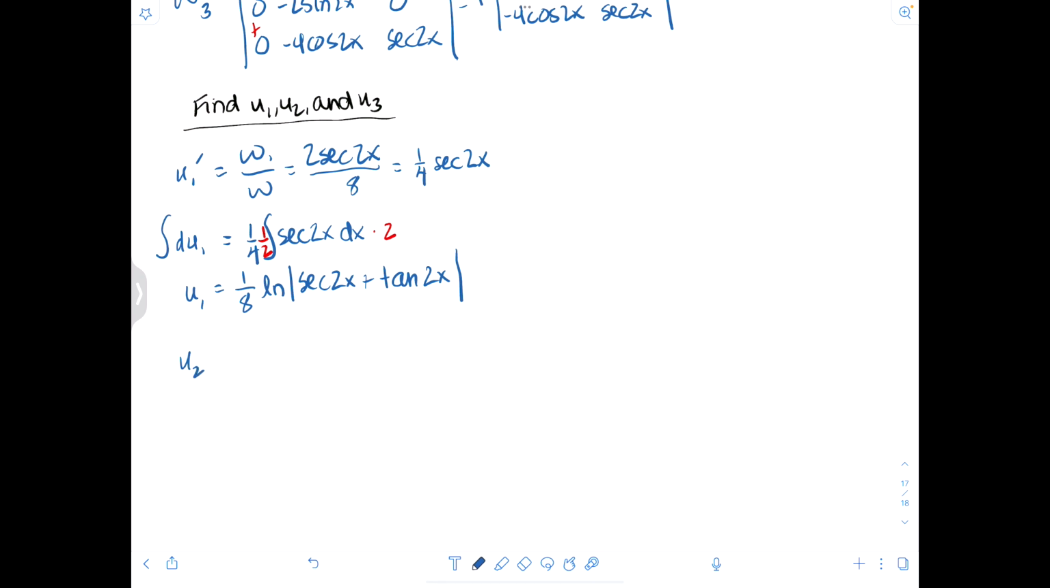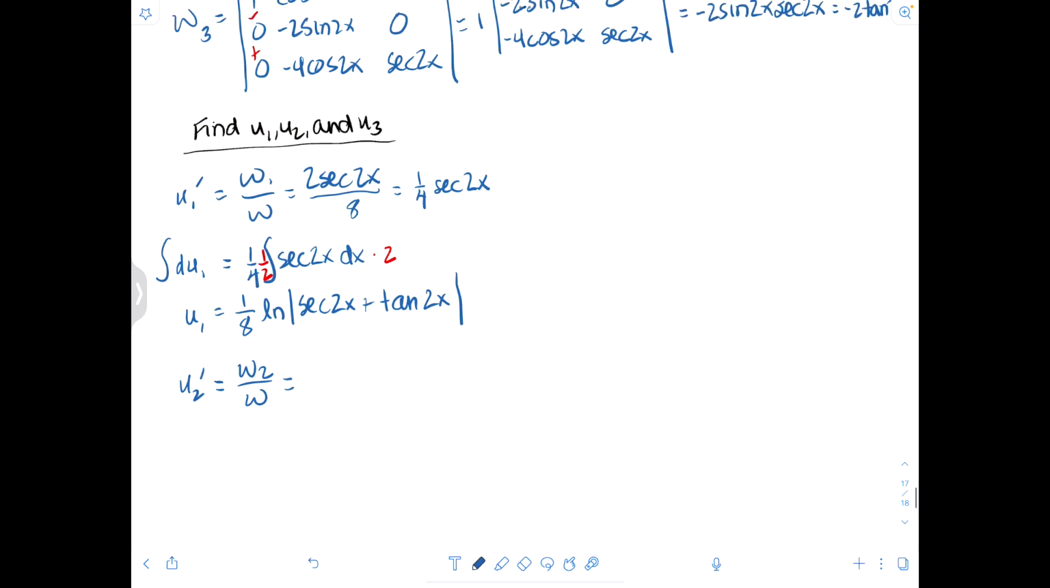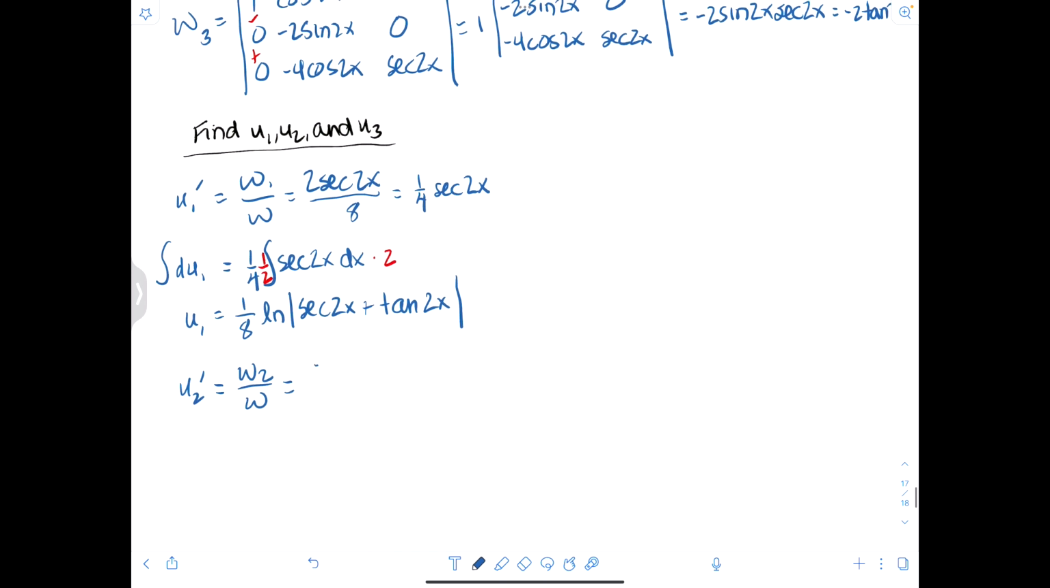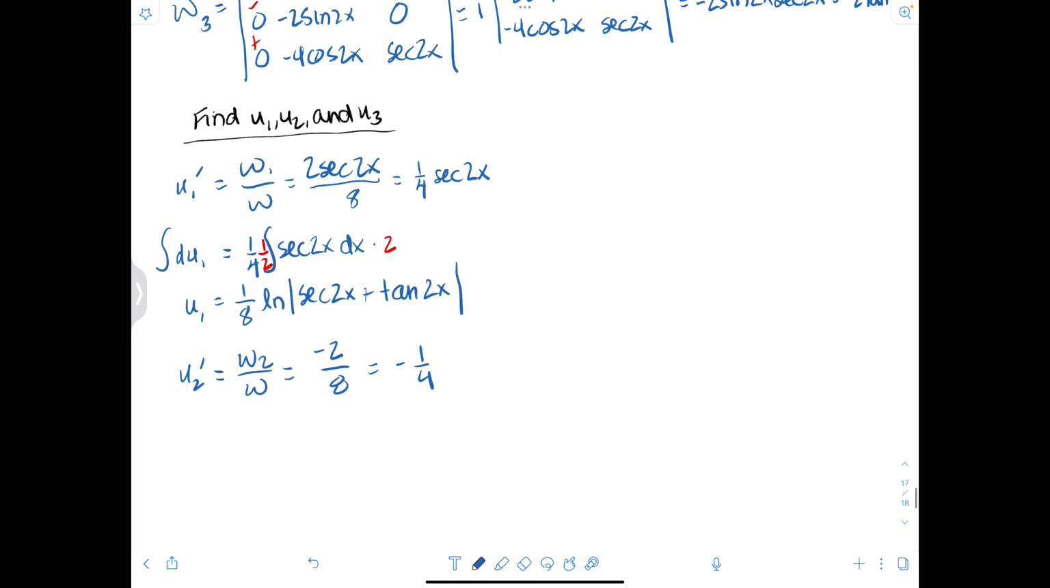And then u2 prime is w2 over w. w2 was negative 2, so this will be negative 2 over 8, which is negative 1/4. Nice easy one, huh? So we'll have du2 is equal to negative 1/4 dx, and integrate, u2 is negative 1/4 x.